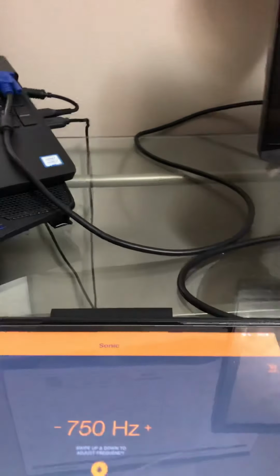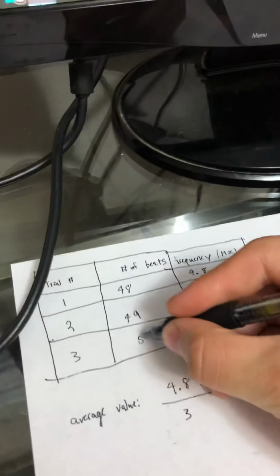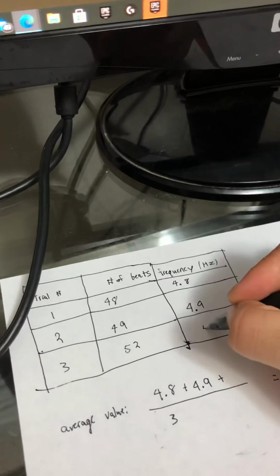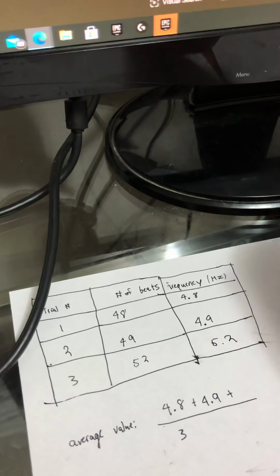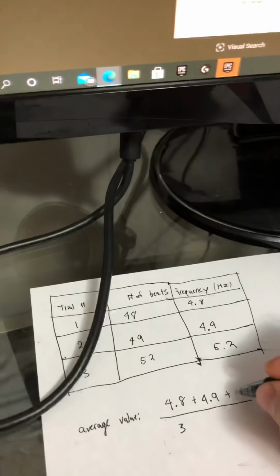And I got roughly 52 beats. So I'm just going to plug that into here. Dividing that by 10 gives me 5.2 beats per second. Adding that into here.